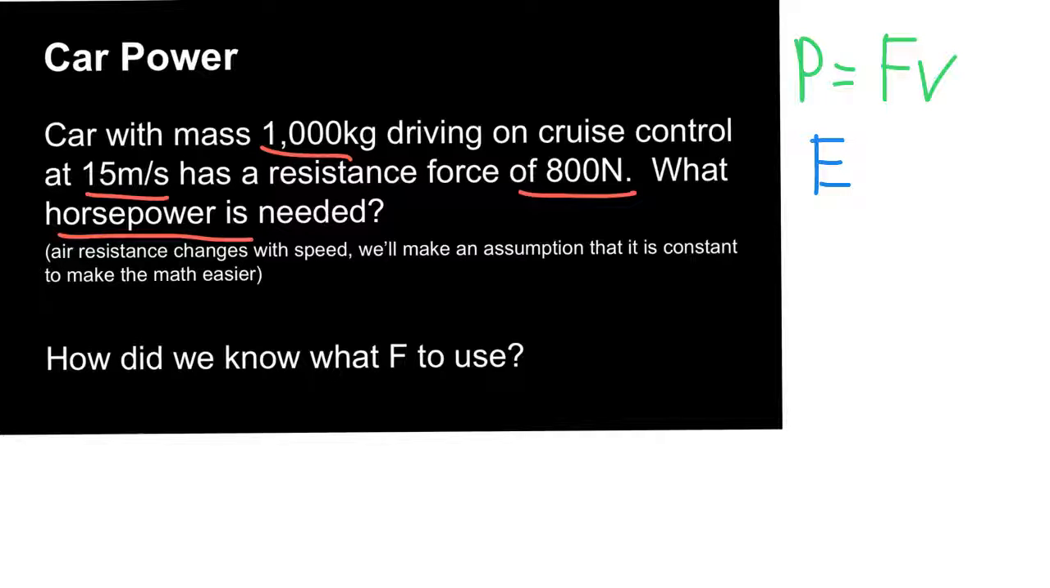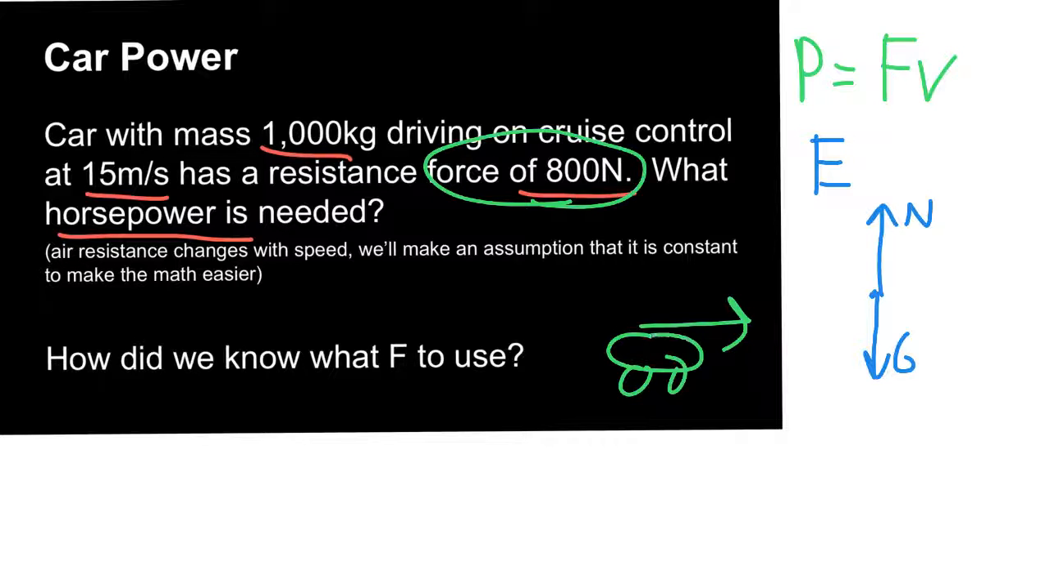Same way we learned forces in the past. Anytime we dealt with forces, we drew a picture, and we need a free body diagram. So here's our car. We have gravity. We have normal force. It mentions this air resistance force of 800 newtons. So let's say that our car is traveling to the right. Air resistance force is going to oppose that. So we have resistance force, and we have engine force.